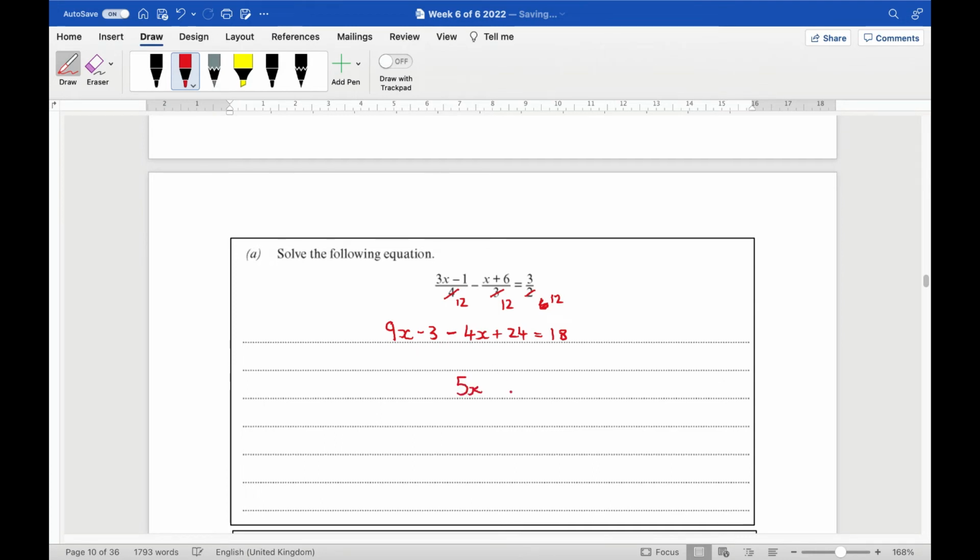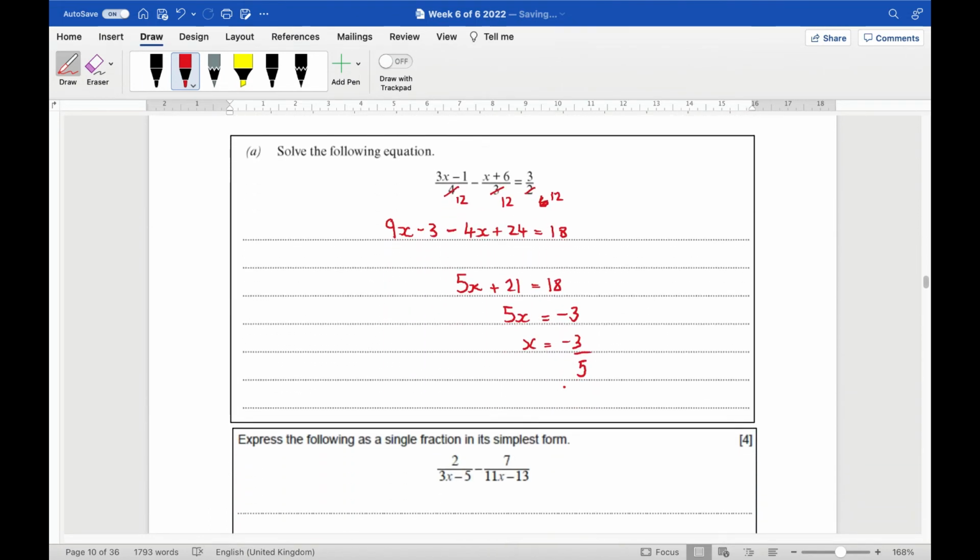5x, 9 take away 4. Then the numbers, plus 21 equals 18. Take the plus 21 over as minus 21. 18 take away 21 is minus 3. And finally, divide by 5. So that's the third kind of algebraic fraction type question, okay? And we go on and we talk about some others.